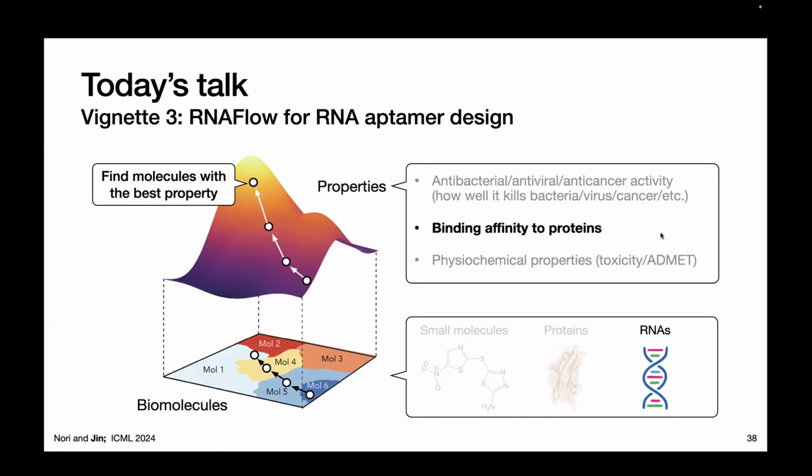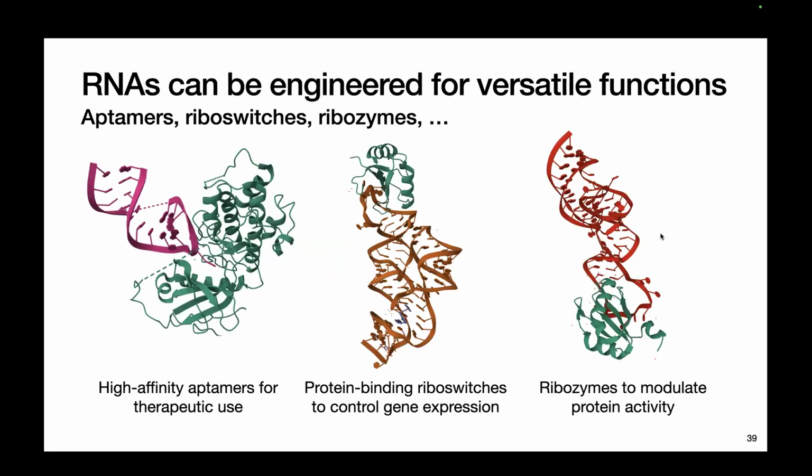Here we're interested in a type of RNA called aptamers, which can bind to small molecules or proteins, and they can be quite useful. RNA is something that's getting traction these days at these ML conferences. People are starting to look into RNA design as well, right? RNAs can be engineered to have versatile functions. Aptamers are also known as the equivalent of antibodies, but in terms of nucleic acids, right? So they can be useful for therapeutics as well.